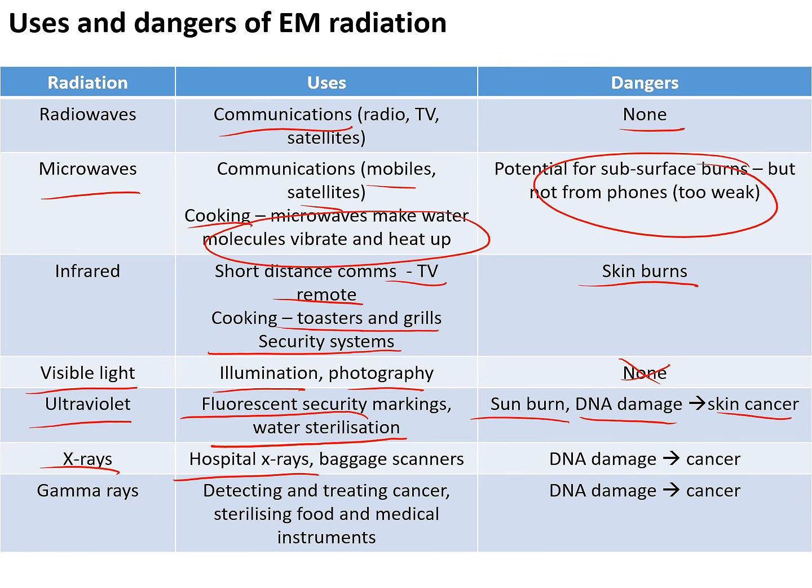X-rays are used for hospital X-ray scanners and for baggage scanners at airports. X-rays can cause DNA damage and again lead to cancer. And finally, gamma rays are used for detecting and treating cancer and for sterilising medical instruments in the hospital and also for sterilising food. They again can damage DNA and can cause cancer.